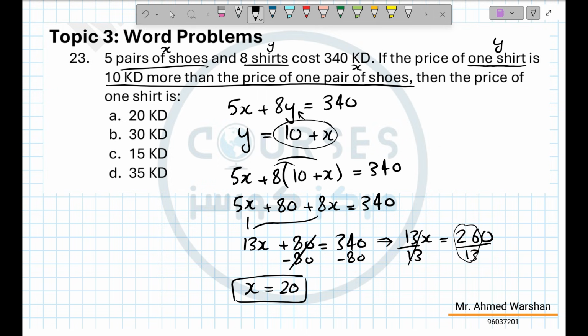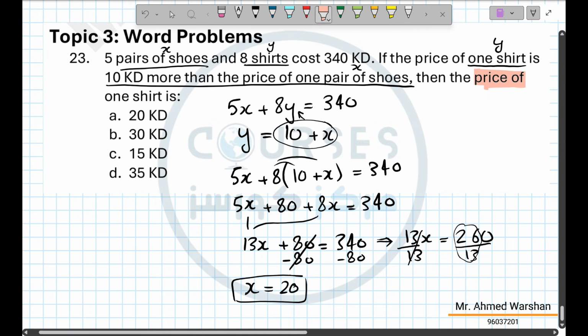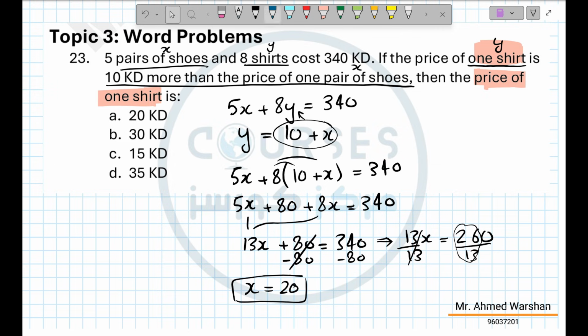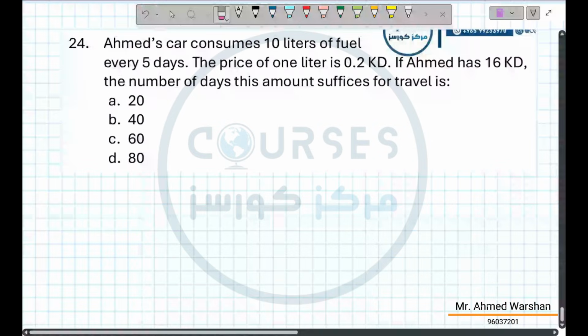Be careful. He's asking about what? He's asking about the price of one shirt, and shirts we called Y. So actually you're looking for Y, not for X. So Y, which is 10 plus X, so just 10 plus 20, which is equal to 30. So your answer is actually 30.